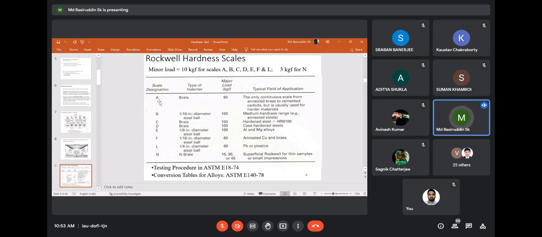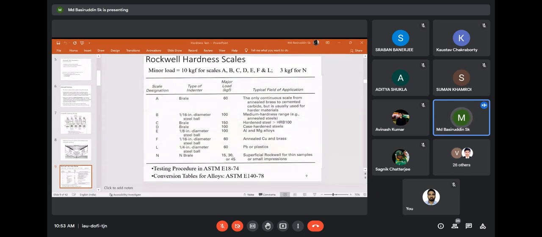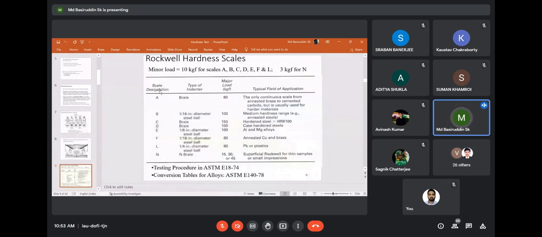First see how we can categorize the Rockwell scale, based on the load, the indenter, or the sample hardness. For the Rockwell A scale you can set a major load of 60 kilo, 100 kilo, or 150 kilo. For Rockwell C and D they also use a diamond indenter with a certain tip radius. Overall, in the data book you will find loads of 60, 100, or 150 kilo, so if you follow the Rockwell A, C, or D scales, you will cover all the materials.